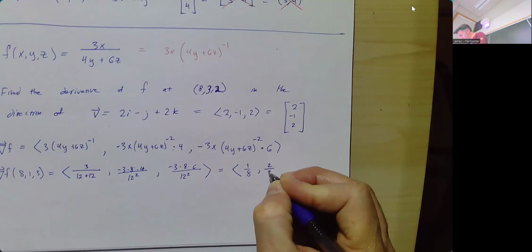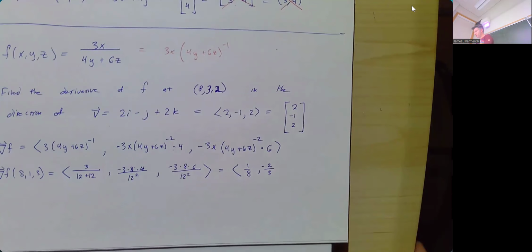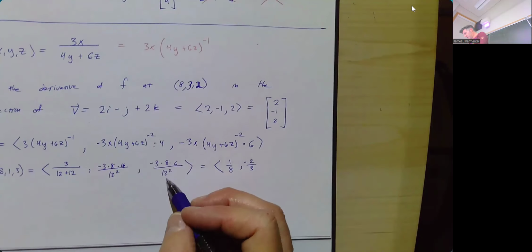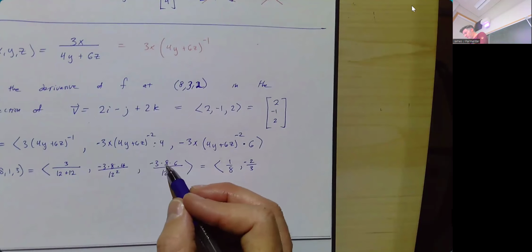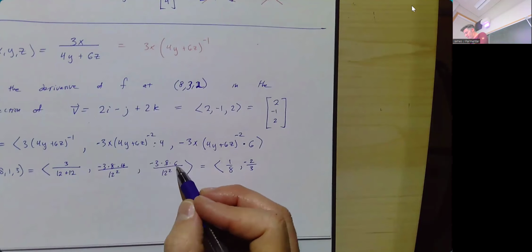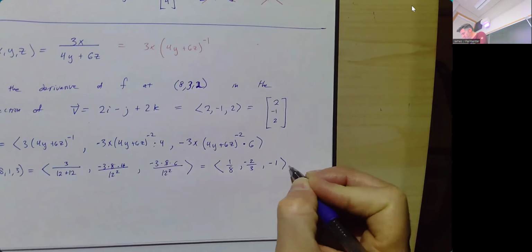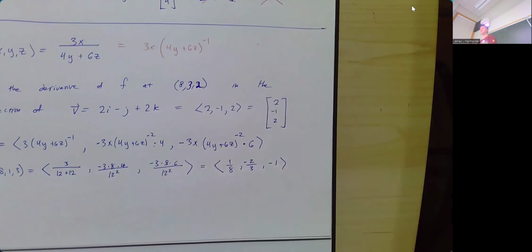Except it's negative 2/3. And finally, same deal here. 3 times 8 is 24. 24 over 12 gives me a 2. 2 times, oh, this is exactly 1 over here. Well, negative 1. You can check. 8 times 6 is 48. 3 times 48 is 144. And 12 squared is 144. So it worked out. It could have been better, but this is not the worst thing we've ever seen.